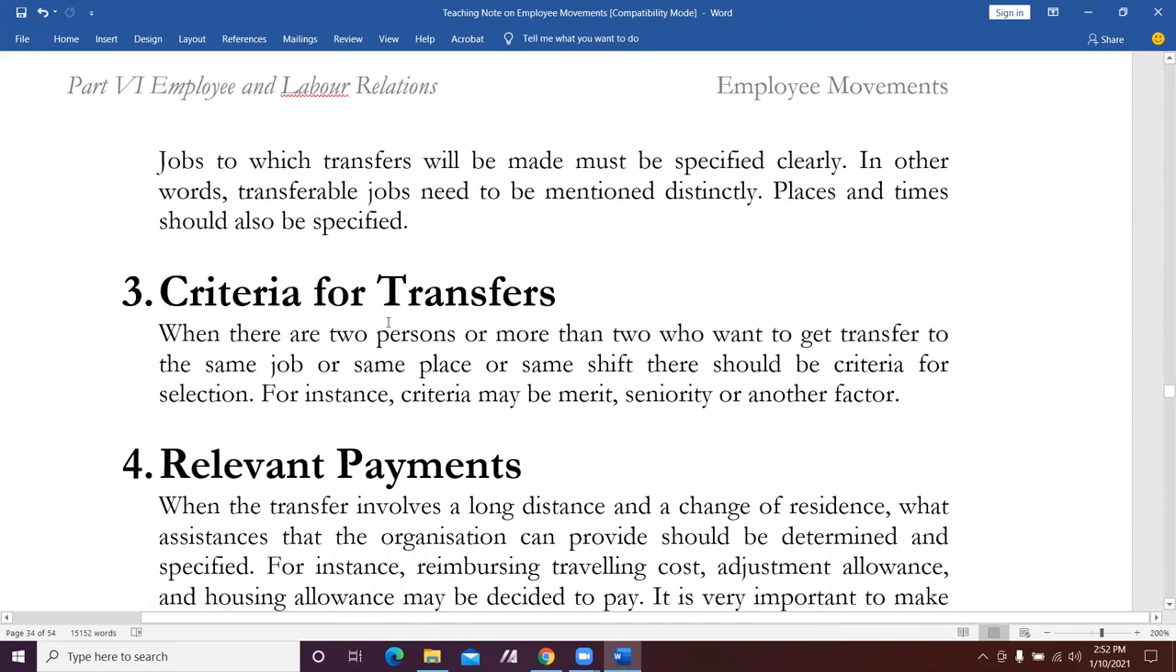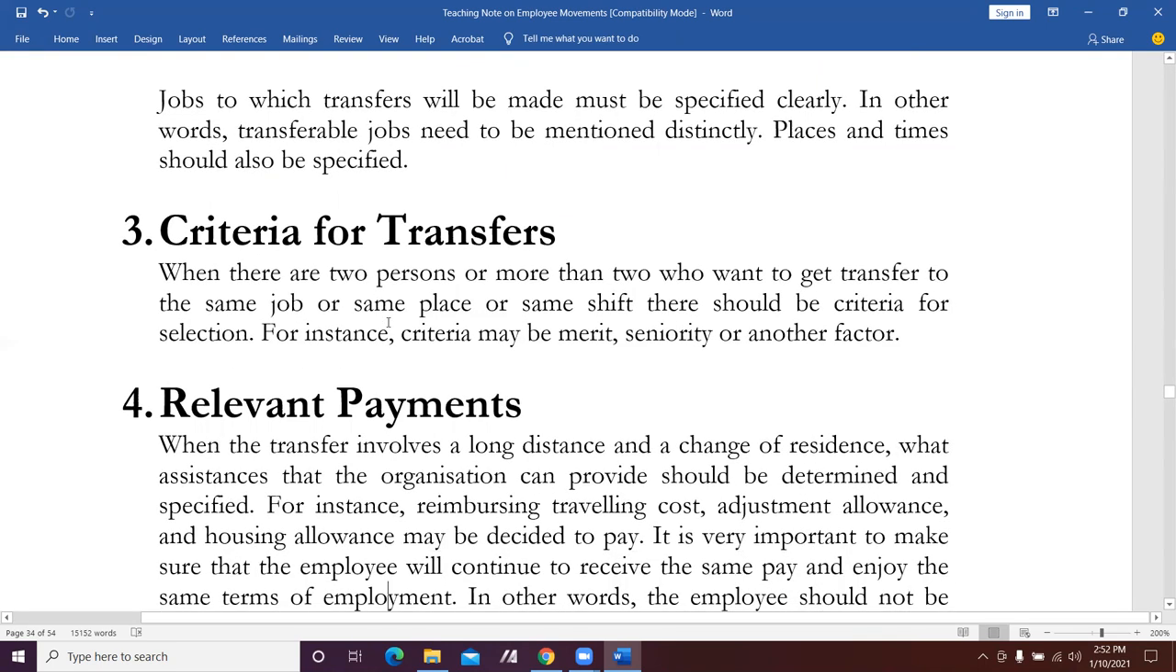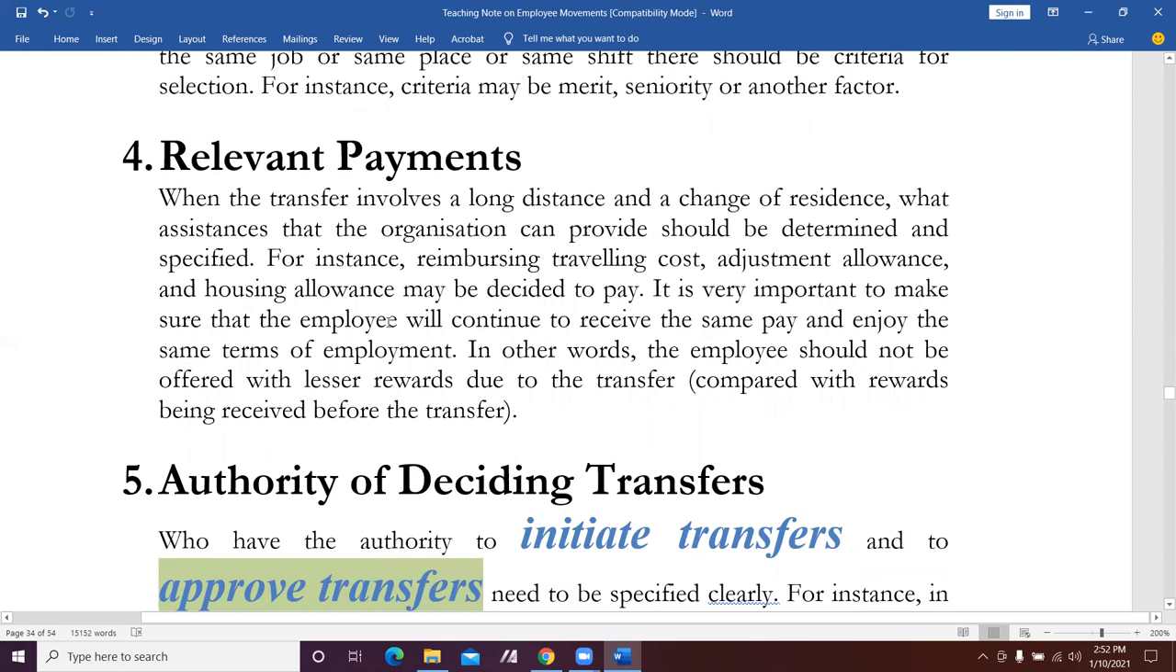Then criteria for transfers. Are we going to consider merit when giving transfers? Seniority, usually seniority is considered. For some places there's high demand to get transfers. For some places, there's perhaps no demand at all. Some places where difficulties are there. So like the relevant payments. As soon as the employee has to go because of the transfer, has to travel by using various tools, equipment and other things, then it is good for the company to bear that cost. Relevant payments.